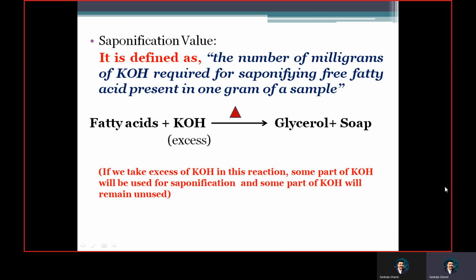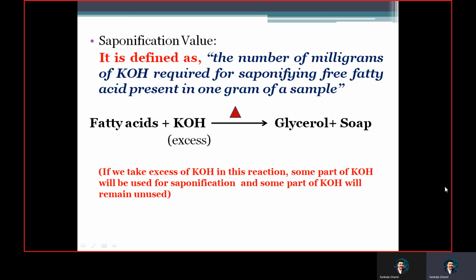So what do we mean by saponification value? Saponification value is defined as the number of milligrams of KOH required for saponifying the free fatty acid present in 1 gram of sample. I'll repeat, the number of milligrams of KOH. Over here we are finding out the number of milligrams of KOH required for saponifying the free fatty acid present in 1 gram of the sample. So what is the sample over here? We are taking glyceryl monostearate.